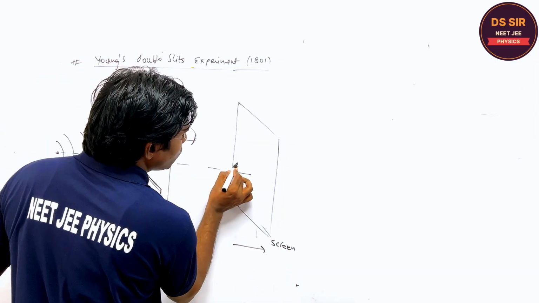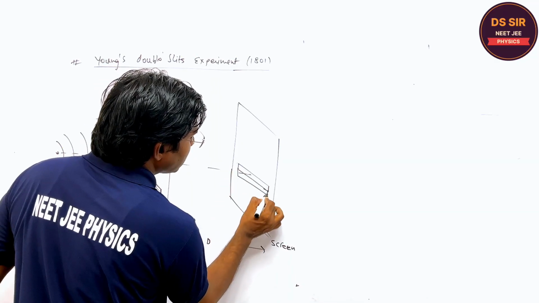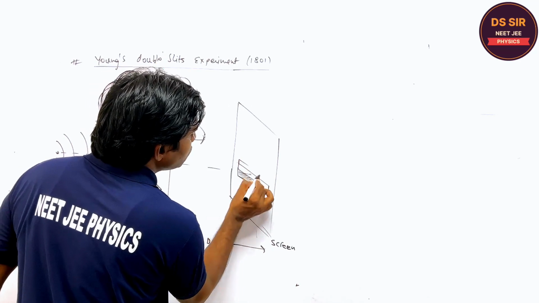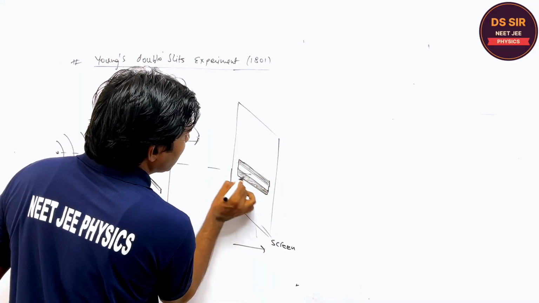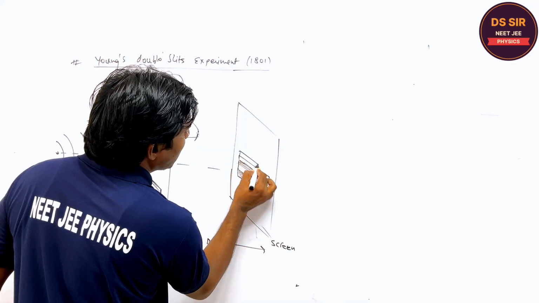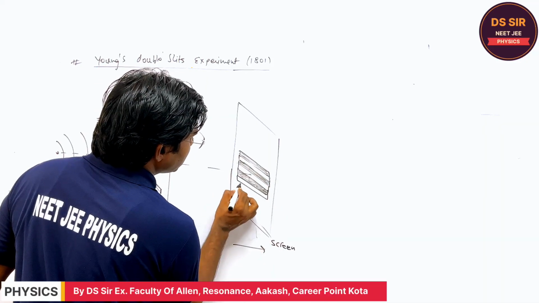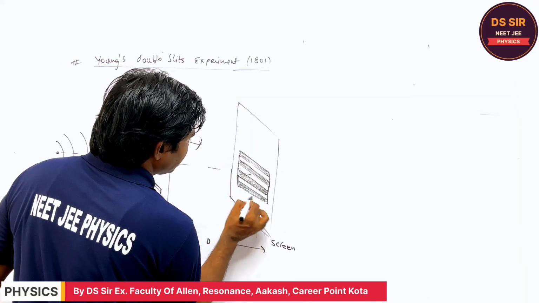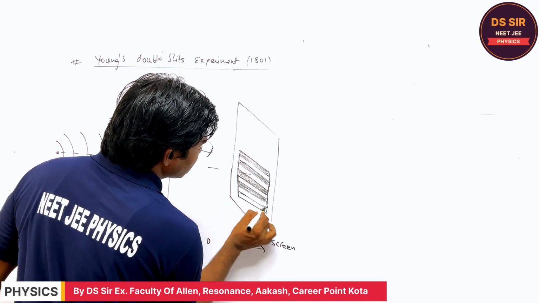At the center you get the bright fringe, and then the dark fringe. On the other side also there is a dark fringe. Then bright fringe, then dark fringe, bright fringe, dark fringe, like this. Are you getting it or not?